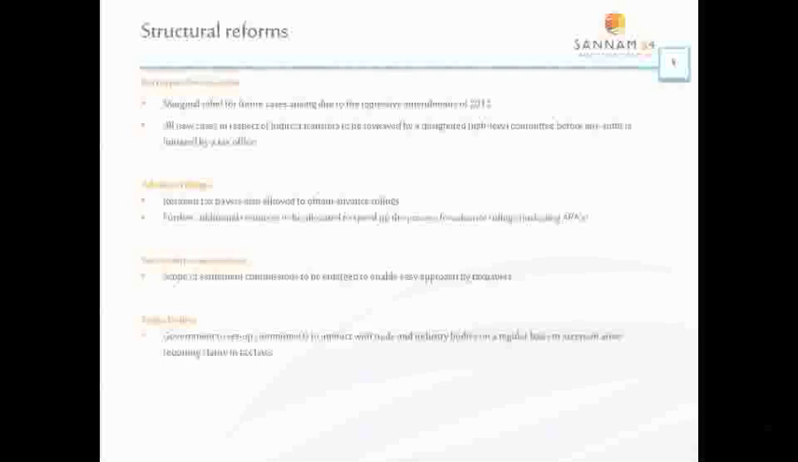I'll just quickly run through the other changes. They have proposed to strengthen the advance ruling and advance pricing authorities. They've proposed to strengthen the settlement commissions by adding additional officers and resources, and also introducing administrative reforms to speed up the process.